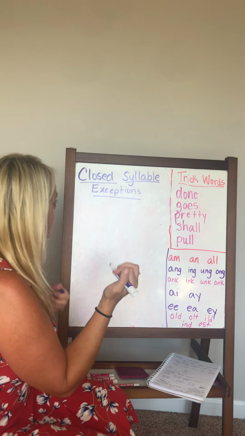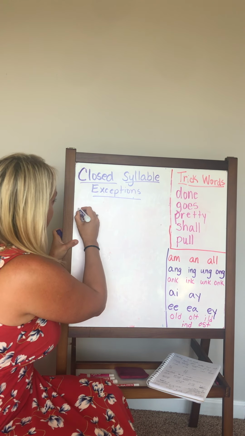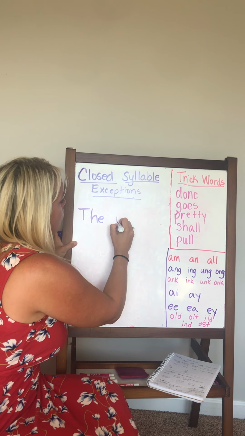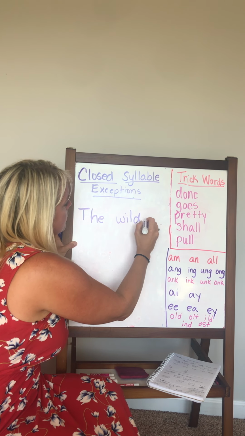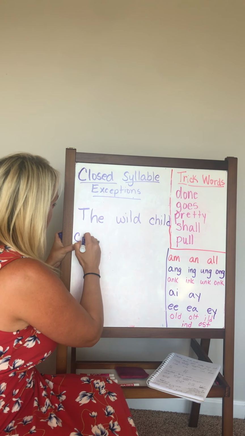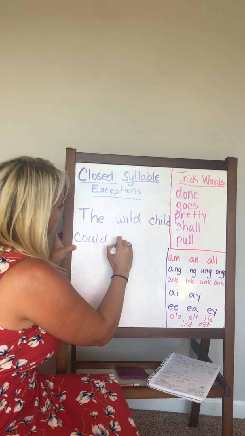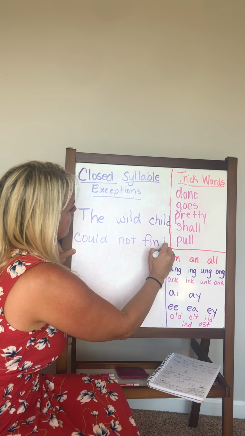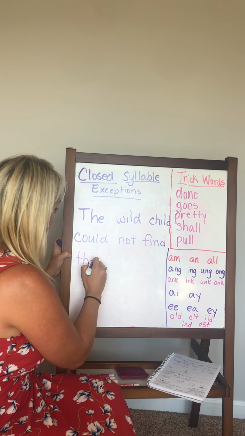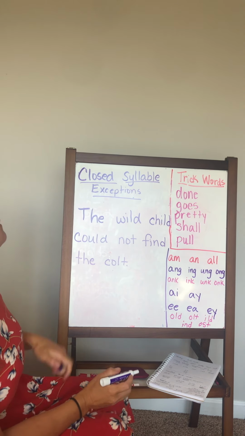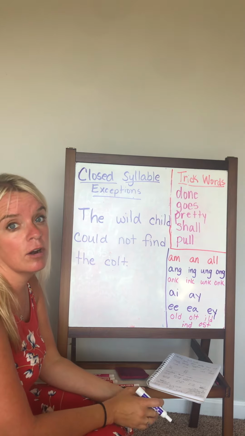Now I'm going to write it. So I'm going to start off with a T, capital T I should say. The wild child could not find the colt.